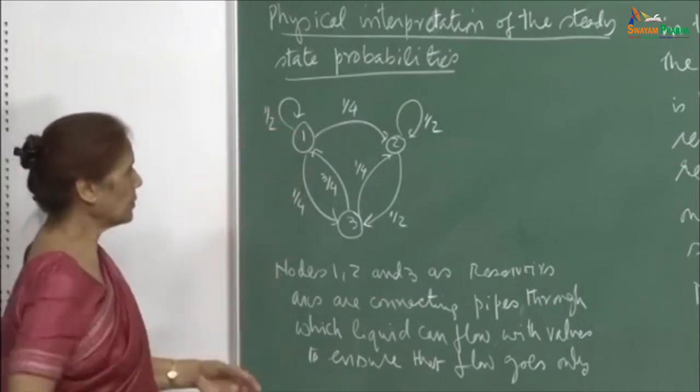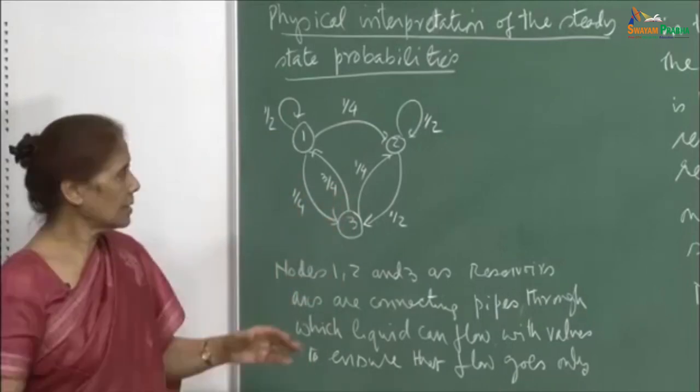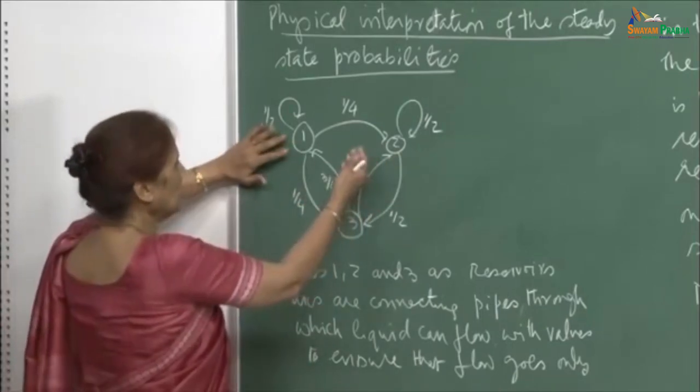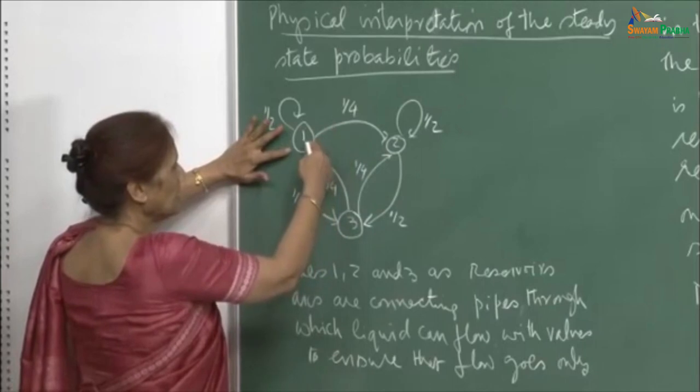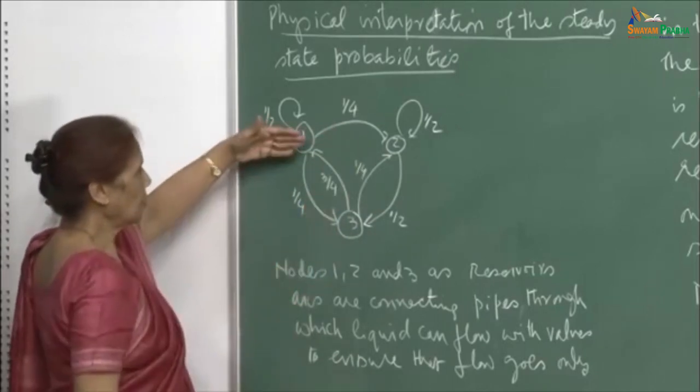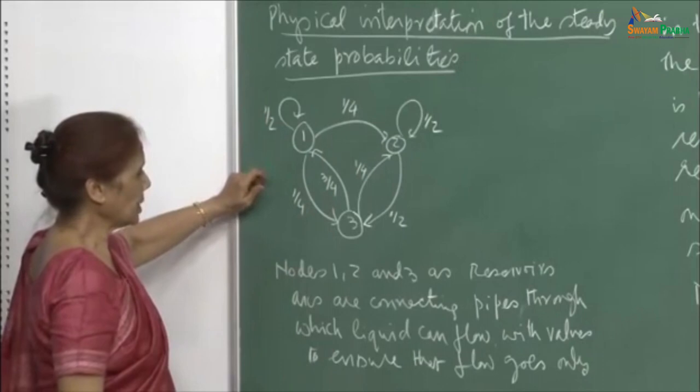So, just think of this as representing reservoirs with pipes connecting them, and then the valves to ensure that the flow goes in the direction in which the arrows are, right.